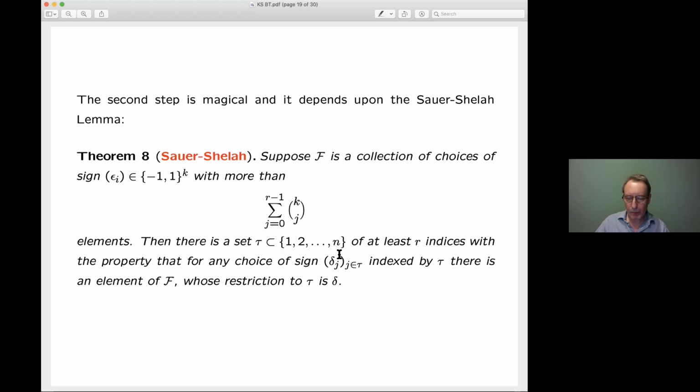So in other words, whatever choice of signs you put on those indices, you can extend it to a choice of sign which falls into this family whose size you specified in advance. You bounded it below in advance. Okay, so if you give me enough signs, I can use those signs, as it were, to give me all possible choices of sign on some reasonably large set of indices. All right. Many of you, I'm sure, are familiar with Sauer-Shelah, but if you're not, I hope it's clear what it says.